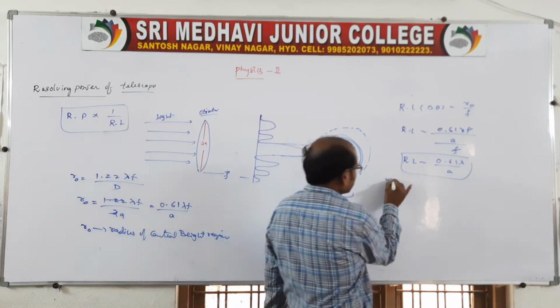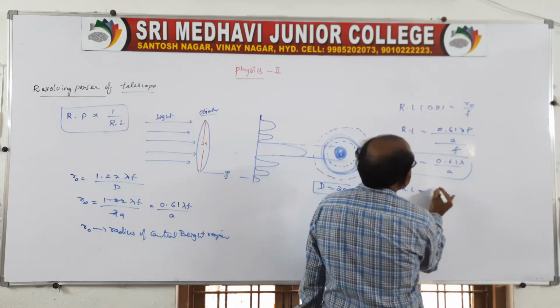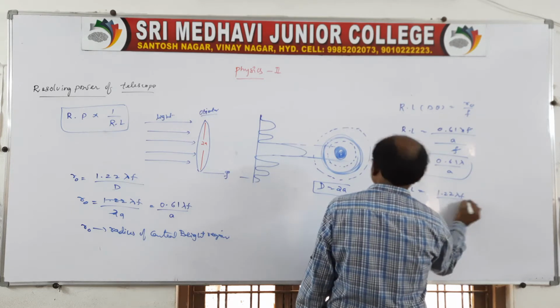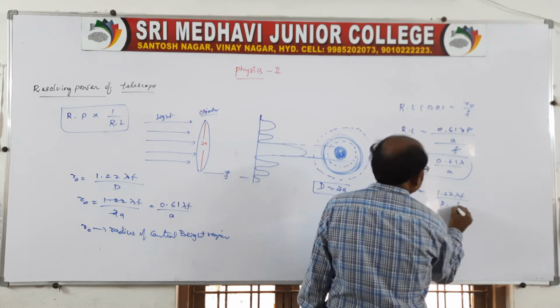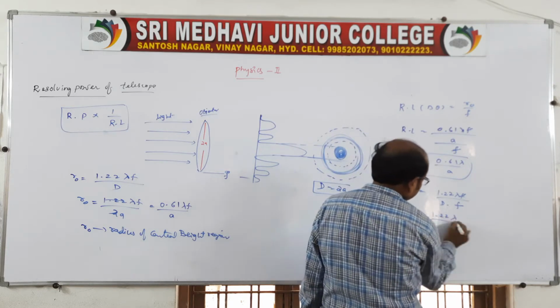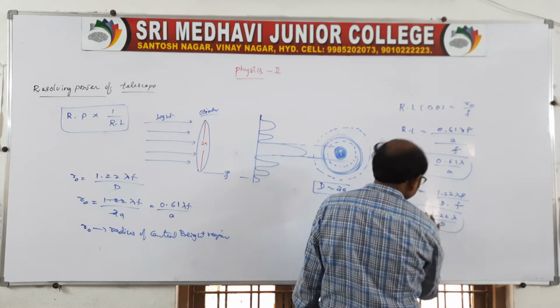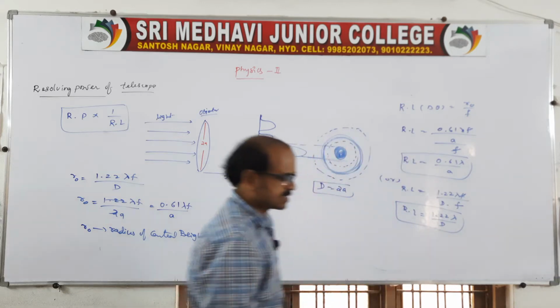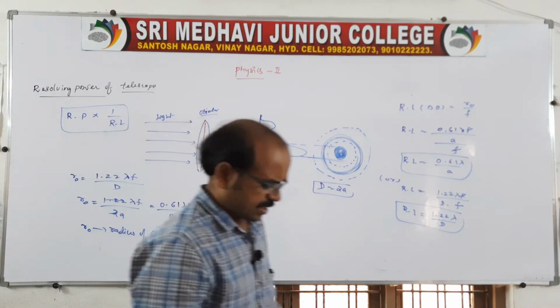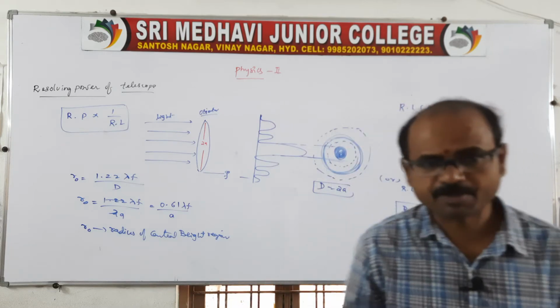The resolving limit is equal to, r naught is 1.22 lambda f by d, divided again by f. The f cancels, therefore the resolving limit is equal to 1.22 lambda by d. So this is the resolving limit of a given telescope. Now he is asking for the resolving power. Of course, the resolving power is inversely proportional to the resolving limit.